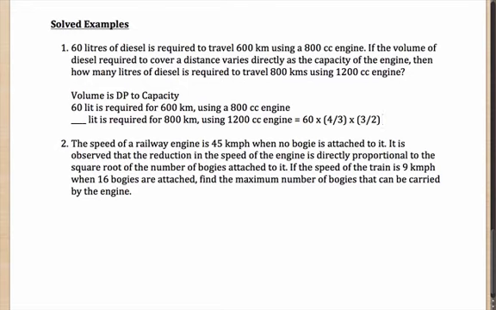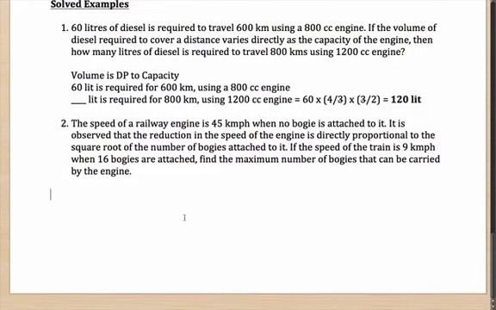So this is what you will get. Calculating it, 4 by 3 into 3 by 2. This 3 will cancel with this 3. 2 and 60 will cancel and give you 30. 30 into 4, so you get 120 liters as the answer for the first question. Let us look at the second one now.